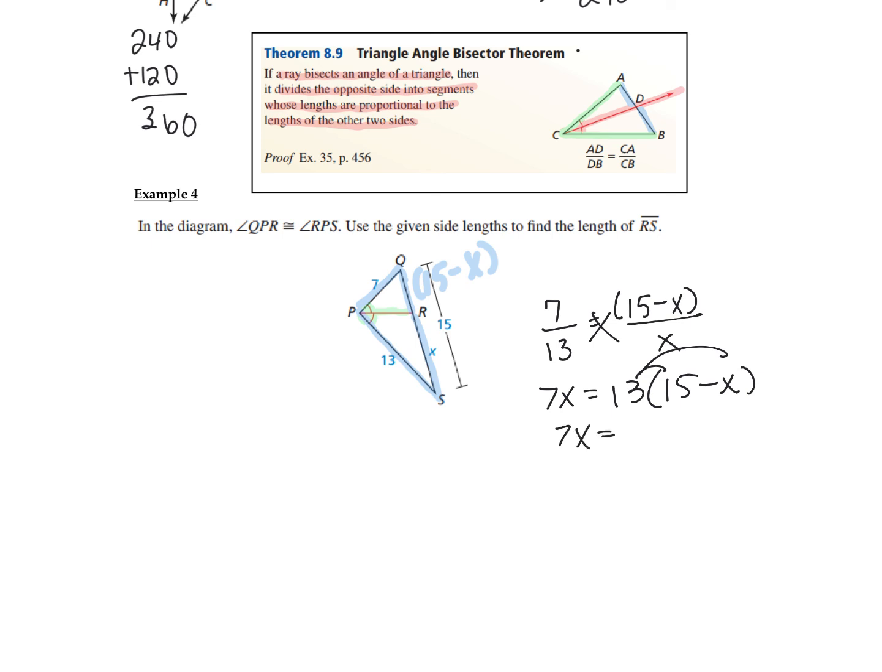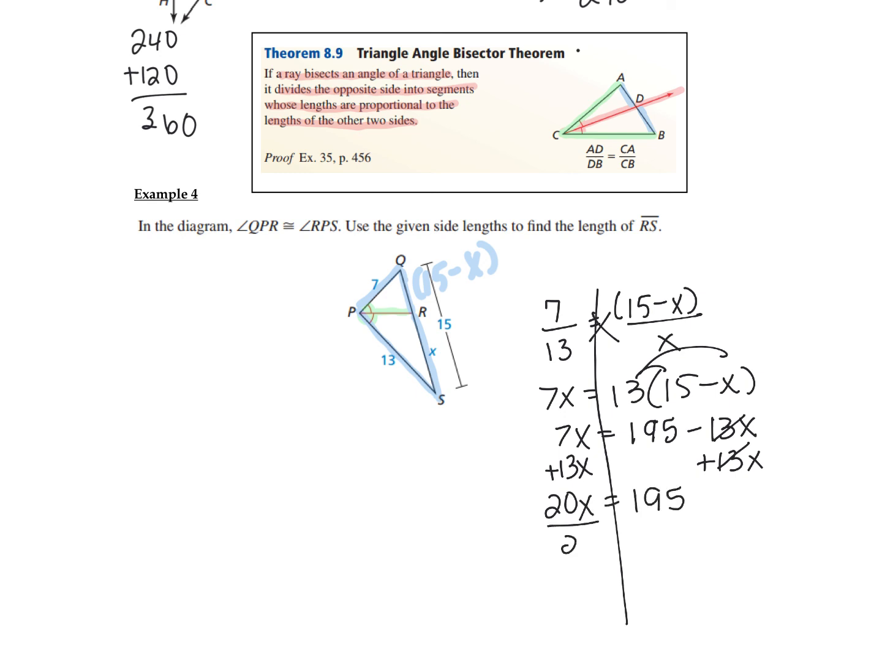So 13 times 15 gives us 195. And then 13 times negative x is negative 13x. Okay, we've got our line down the middle here. Let's go ahead and move that 13x to the other side. So we get 9.75 units.